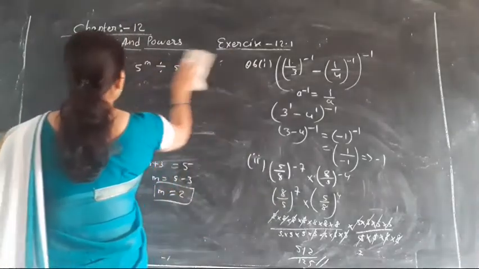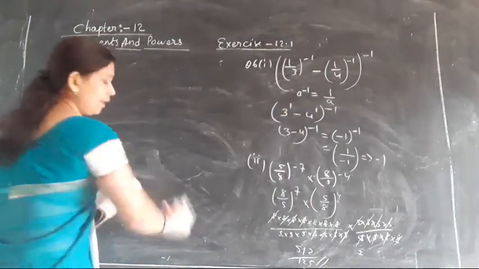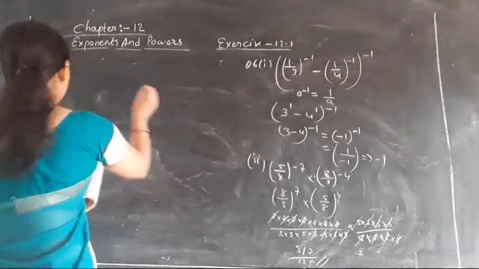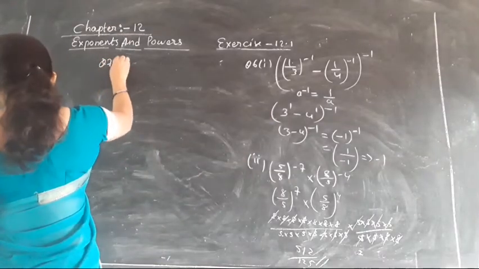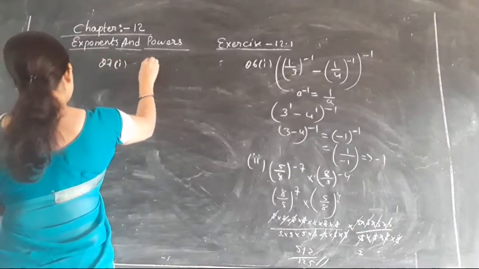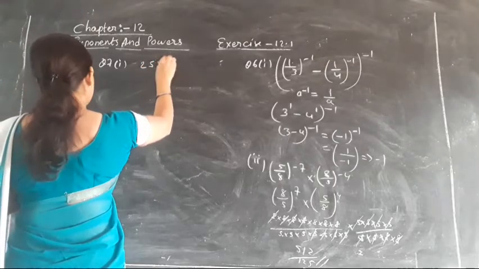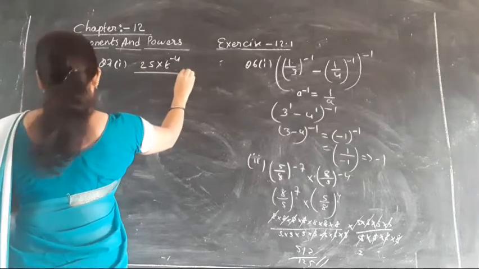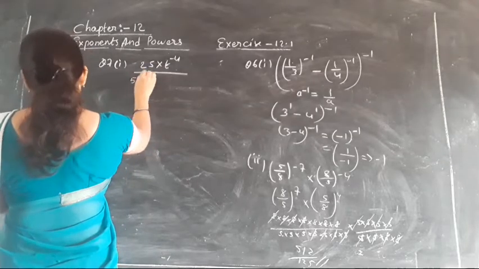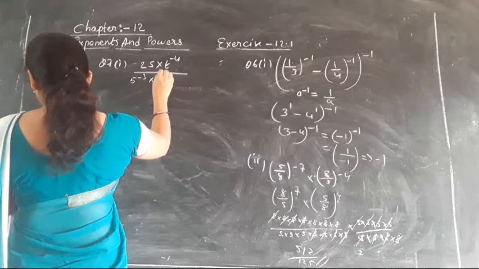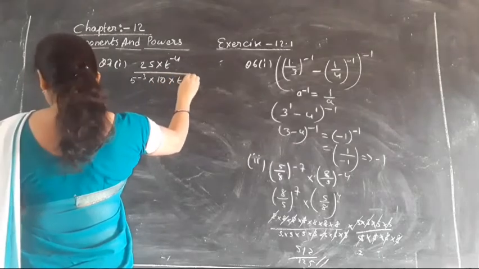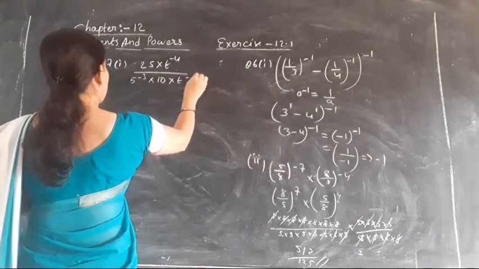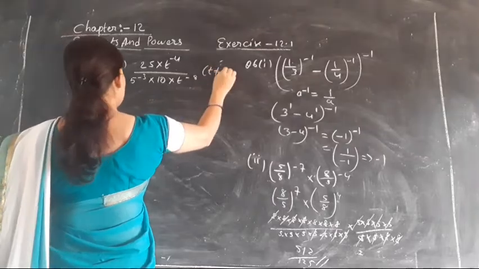In question number 7, it's a very simple question. Here it is said to simplify. So in question number 7, we have to do a simplification. The same question is present in class 7 also. So here 25 into t to the power minus 4 upon 5 to the power minus 3 into 10 to the power 10 into t to the power minus 8. And here the condition is given, t is not equal to 0.